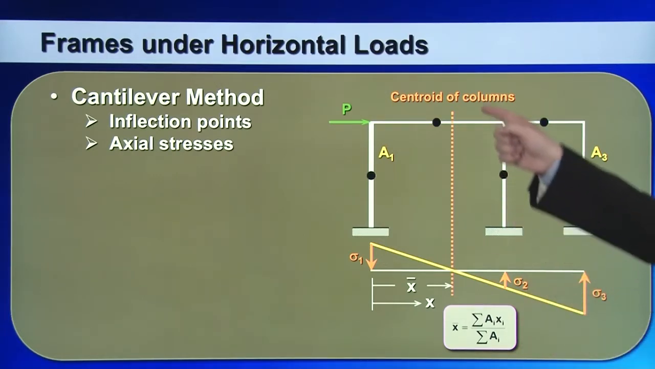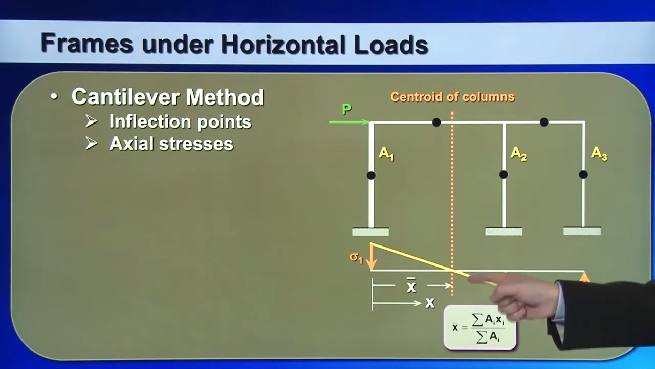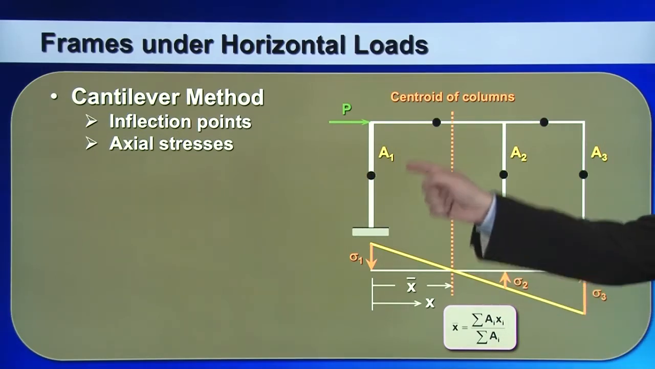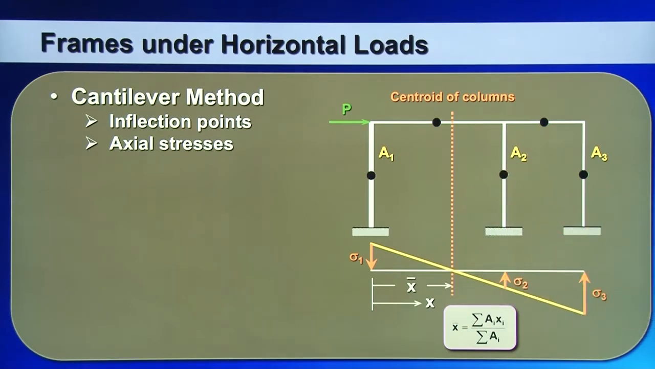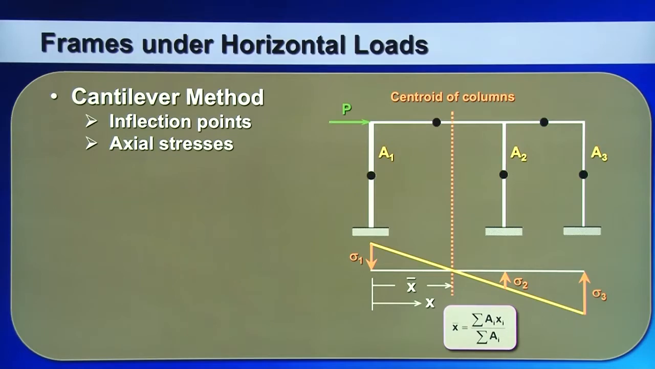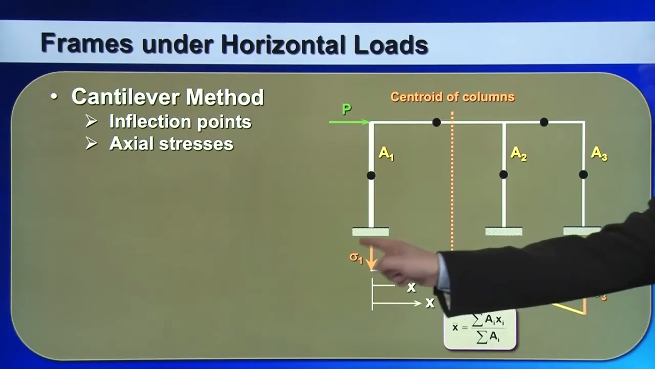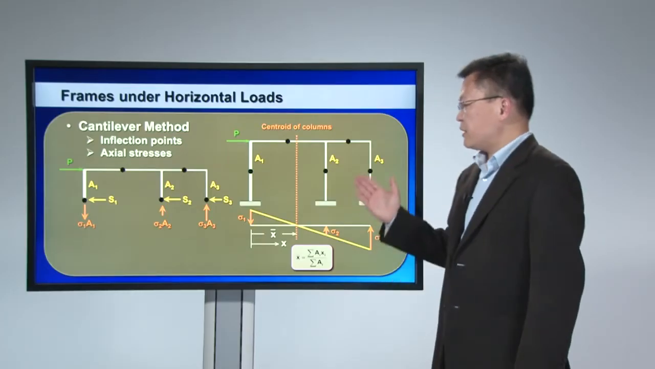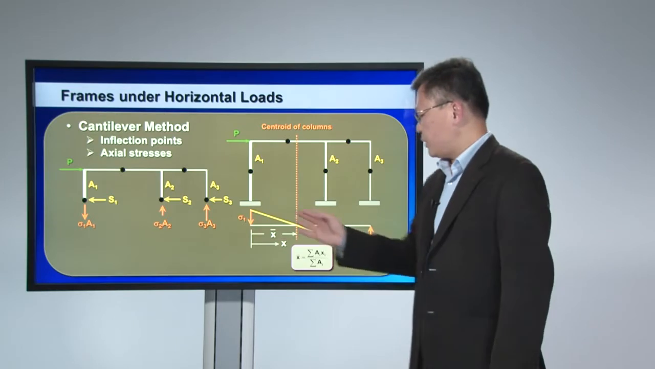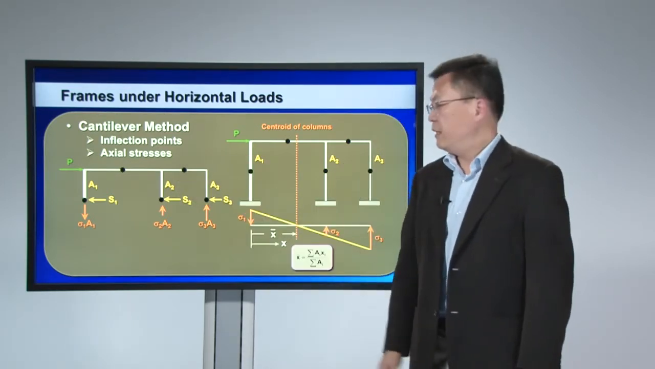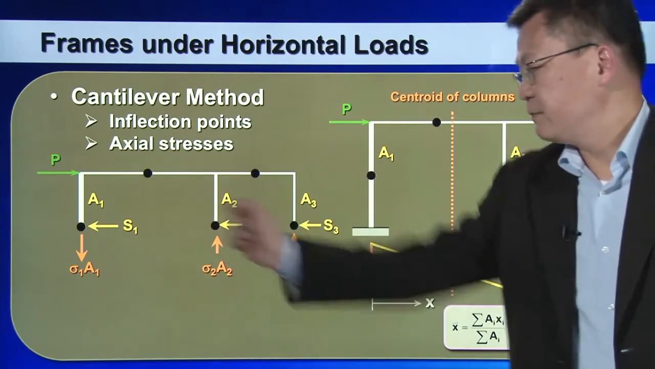So first, you have to locate the centroid of the columns. And then you assume that the axial stress of the columns follows a linear distribution. Because of that, if you know one axial stress, then you know the other 2 axial stresses. So to execute, you take the axial stress times the corresponding cross-section area. That gives you the axial force.